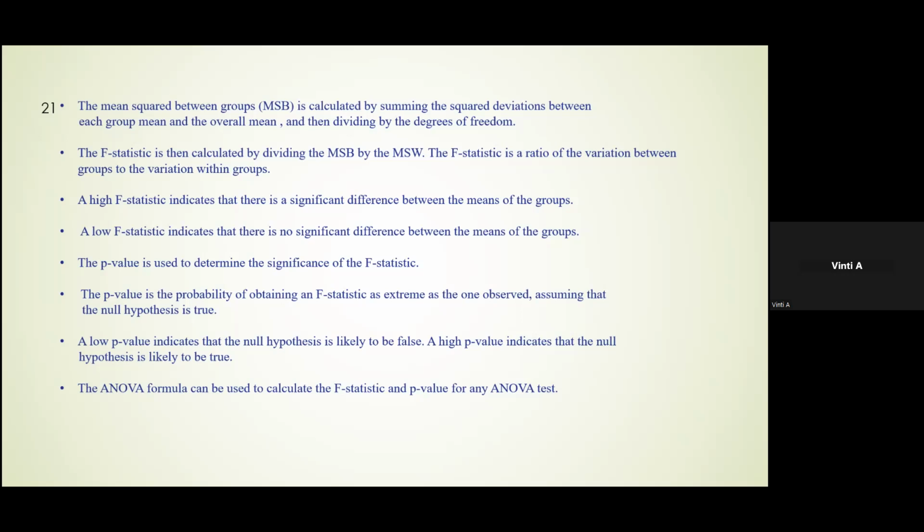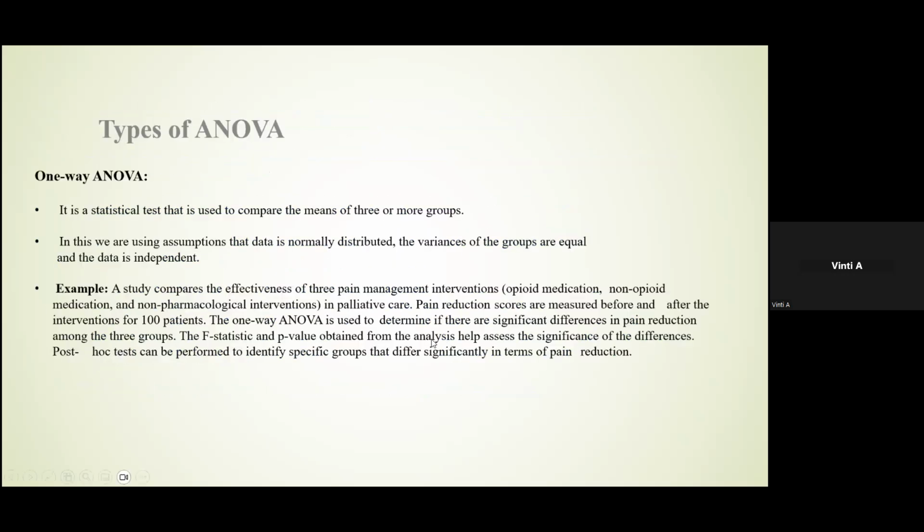The P value is used to assess the significance of the F statistic. The P value is the probability of obtaining an F statistic as extreme as the one observed, assuming that the null hypothesis is true. So if your P value is less than 0.05, then it means that you can reject the null hypothesis. A low P value indicates that the null hypothesis is likely to be false, and a high P value indicates that the null hypothesis is likely to be true. Okay. So we are just trying to look at types of ANOVA.